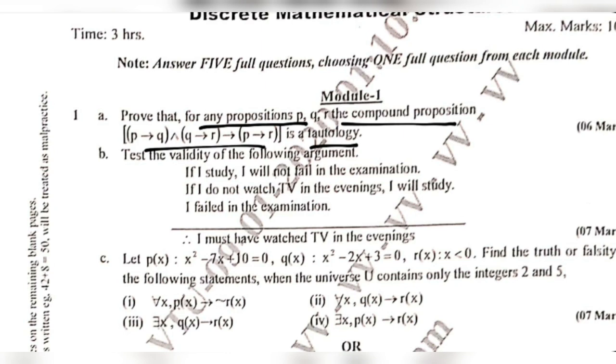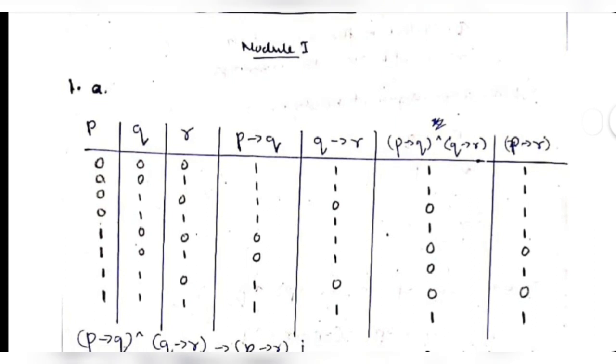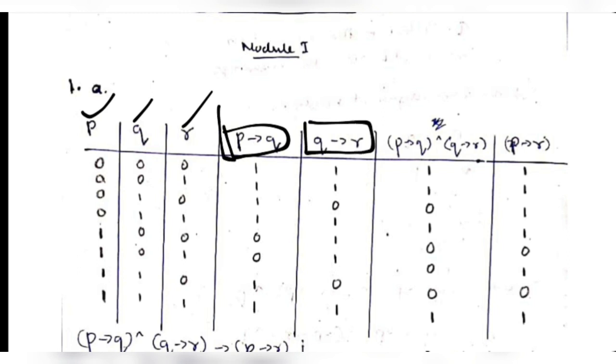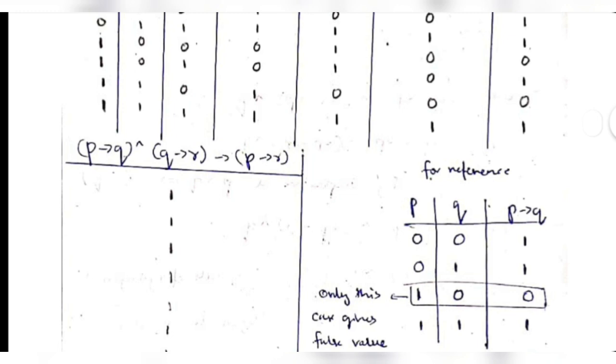Now tautology means when we get the truth values of this proposition, the truth values should all be 1. Okay, that's the tautology. We have to make the truth table first. We'll use P, Q and R, then P conditional Q, Q conditional R, then the AND of these both will be written here, then P conditional R. These are the things which we need for the final proposition. Then after writing this, we will write the final proposition here, and you can refer to this truth table here.